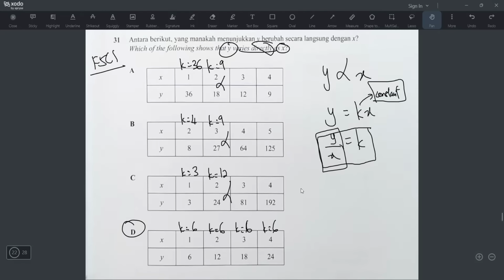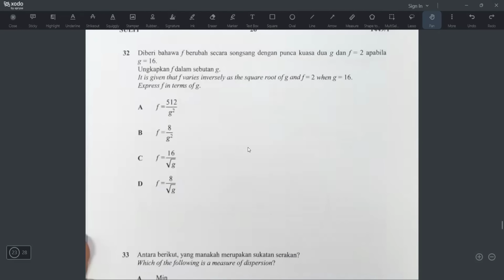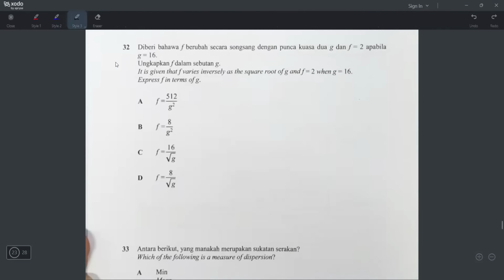Right? So just remember, if you stumble upon a question like this, you jangan rasa macam oh benda ni susah. Tak susah pun. Just get your k and find out how to get your k, and then just find your k from the table and see which one gives you the same k for all pairs of values. Okay, hope you get it. That's all.